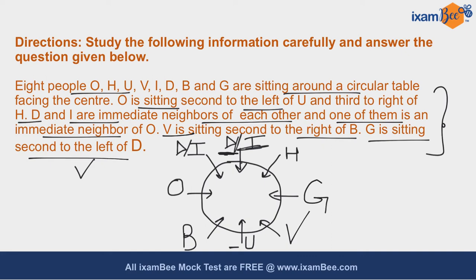So your D sits over here and I sits over here, and you can cross I and D from here. So this is your final arrangement. Basis on this arrangement, let's answer some questions.